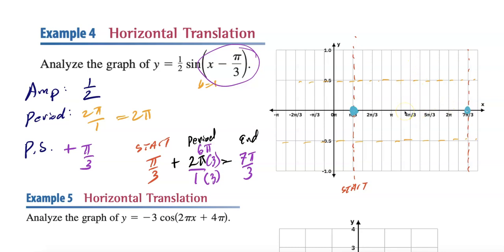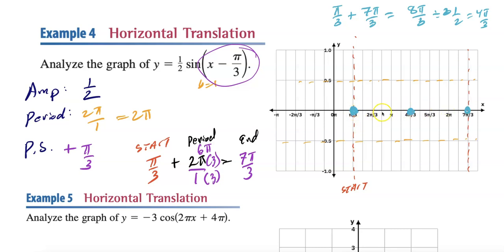4 pi over 3 works. And that's about halfway. If you're not sure, you can always find halfway by adding them up. So pi over 3 plus 7 pi over 3 is 8 pi over 3. Divide that by 2, so times by 1/2. And you get 4 pi over 3. Right? That always works, but most of the time you just eyeball it.